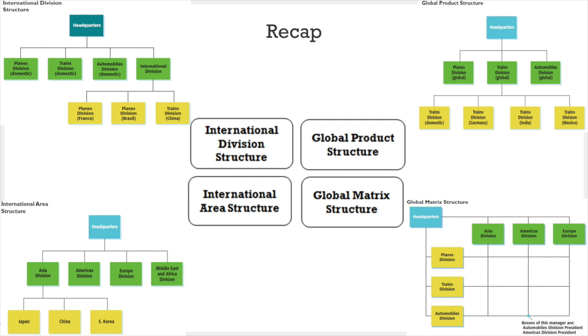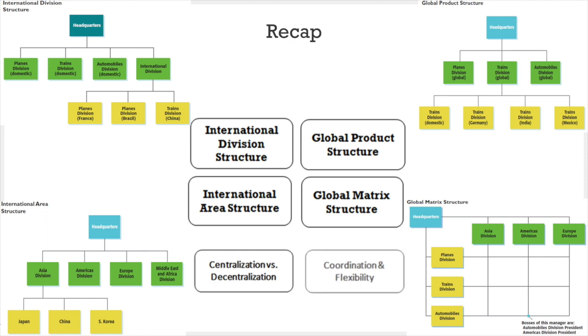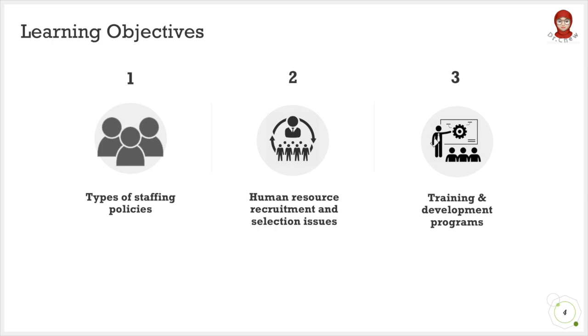And there are two important issues to be considered when selecting the organizational structure, which are centralization and decentralization of decision making, as well as coordination and flexibility. There are three learning objectives in today's topic. I hope that after this topic, you should be able to first, explain the three types of staffing policy that companies use in international business. Second, describe the key human resource recruitment and selection issues. Last, summarize the main training and development programs that firms use.